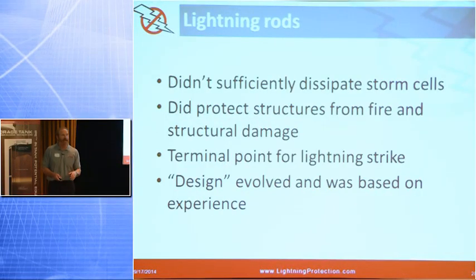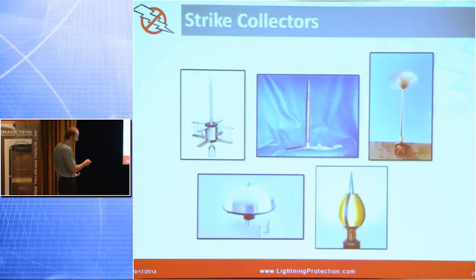But in today's circumstances, it's really not the right choice. Obviously, it didn't sufficiently dissipate the storm cell, but it did protect the structure from fire, was the preferred termination point, and basically was the beginning of the evolution of the standards we use now. So Ben Franklin is the father of our conventional wisdom in lightning protection. In fact, it's still called in many circles the Franklin system. Now here's a lightning rod right here, and these are different types of collectors and dissipators. But that's the Ben Franklin product right there.